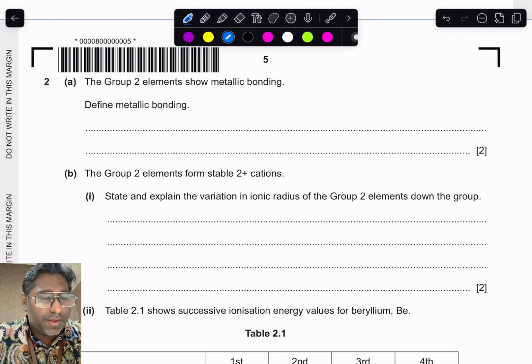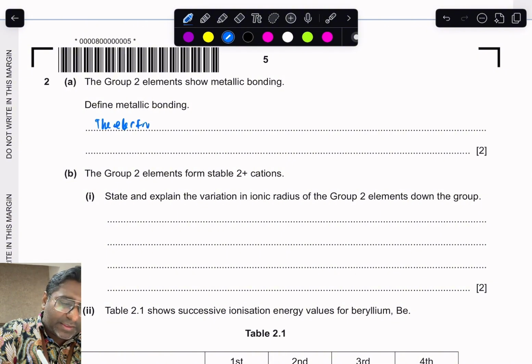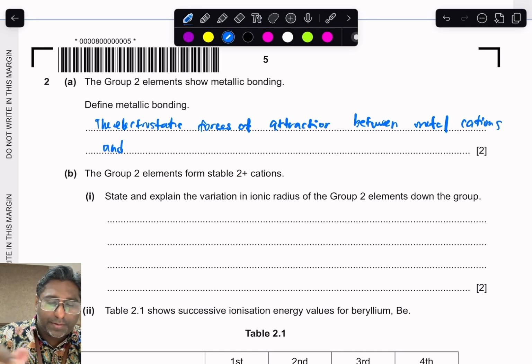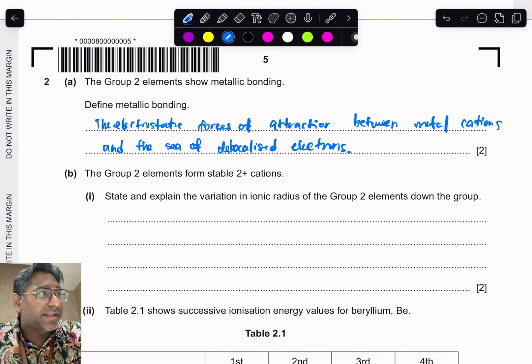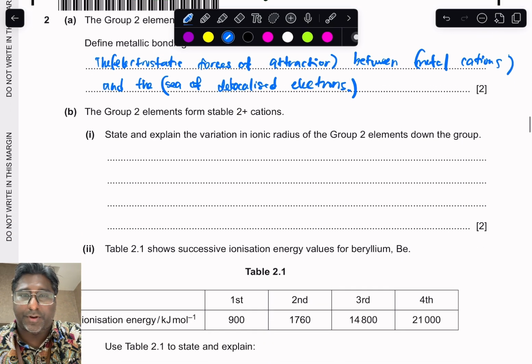Okay, let's continue. For question number 2, we are going to look into group 2 elements. It contains metallic bonding. Define metallic bonding. So please remember, when we want to define metallic bonding, it is the electrostatic forces of attraction between metal cations and the sea of delocalized electrons. Please remember to write down like this. That will give you 1 mark. Okay, let's move on further.